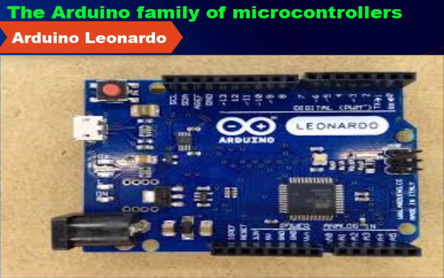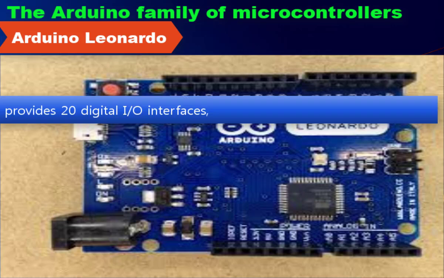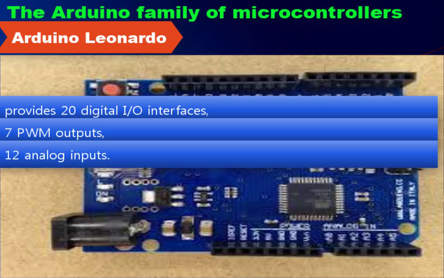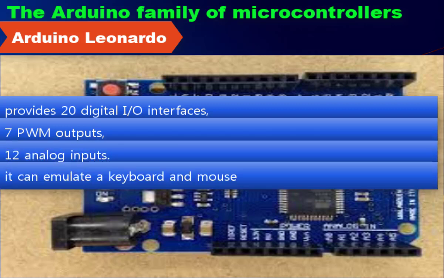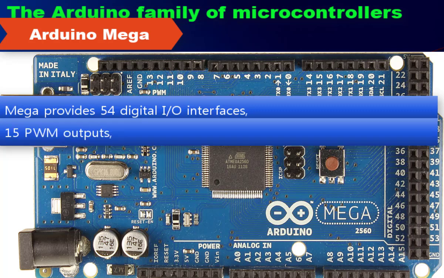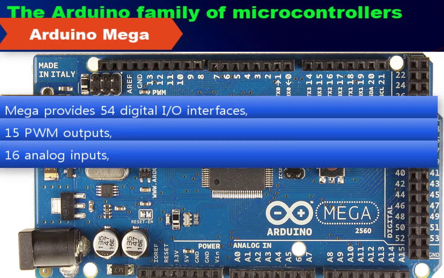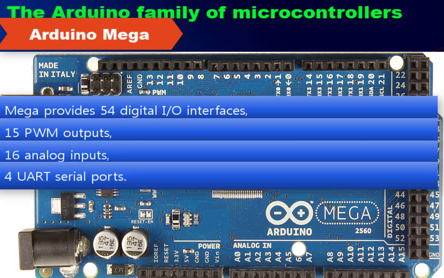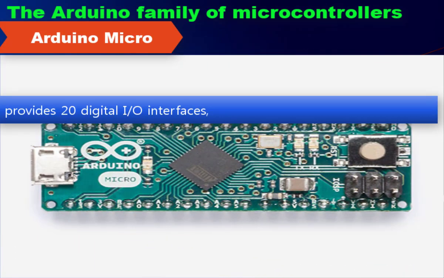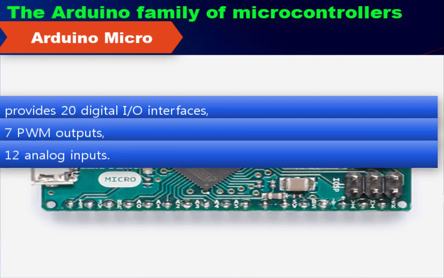The Arduino Leonardo. It contains 20 digital input-output interfaces, 7 pulse width modulation outputs, and 12 analog inputs. One nice feature of the Arduino Leonardo is that it can emulate a keyboard and mouse when connected to USB ports. Arduino Mega. It contains 54 digital input-output interfaces, 15 pulse width modulation outputs, 16 analog inputs, and 4 serial universal asynchronous receiver-transmitter interfaces. You can use all the standard Arduino shields with the Mega unit. Arduino Micro. It contains 20 digital input-output interfaces, 7 pulse width modulation outputs, and 12 analog inputs.